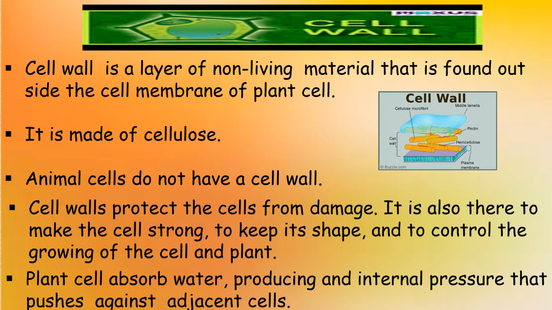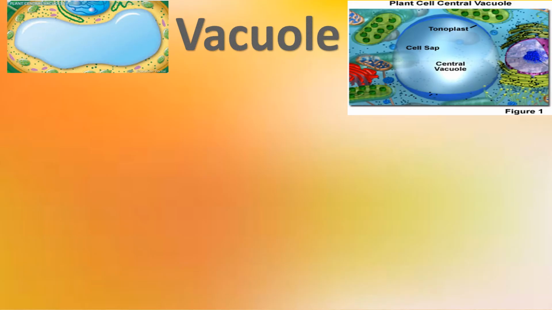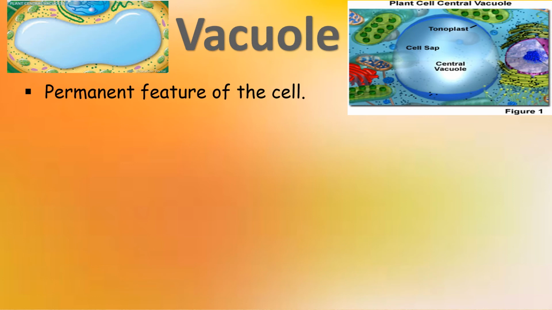Plant cells absorb water, producing an internal pressure. The cell wall is porous, so it is not a barrier to water or dissolved substances. We call it freely permeable. Vacuole. A permanent feature of the cell.